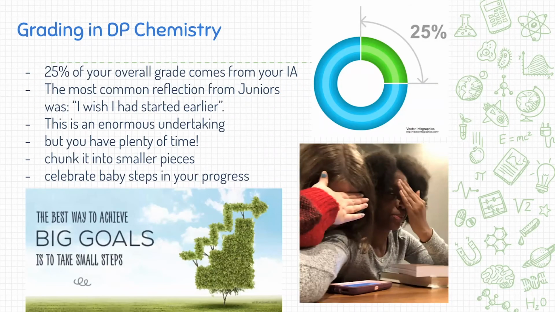To be clear, this project is worth 25% of your overall grade with the IB. I want to clarify that for most juniors, the reflection that they shared with us at the end of this year was they wish they had started earlier, and they wish they had followed through with some of those small deadlines that we will give to you throughout the months of August, September, October, November, etc. This is an enormous project. However, you have plenty of time. And if you do follow through with those smaller chunks and celebrate those baby steps that you take, you'll find that the process is not that difficult and it does not need to be overwhelming.